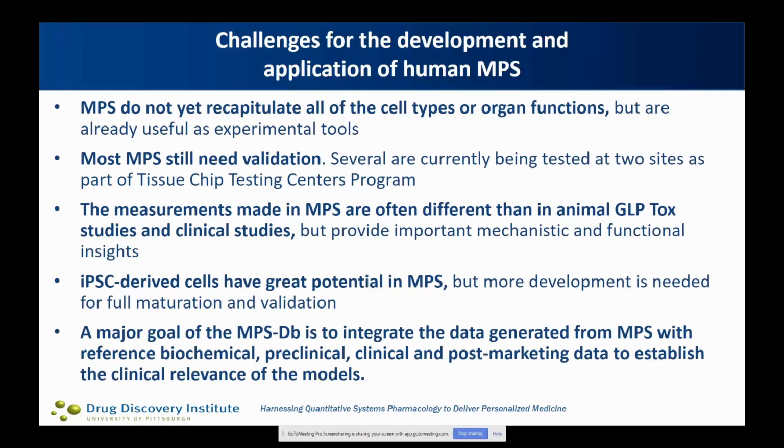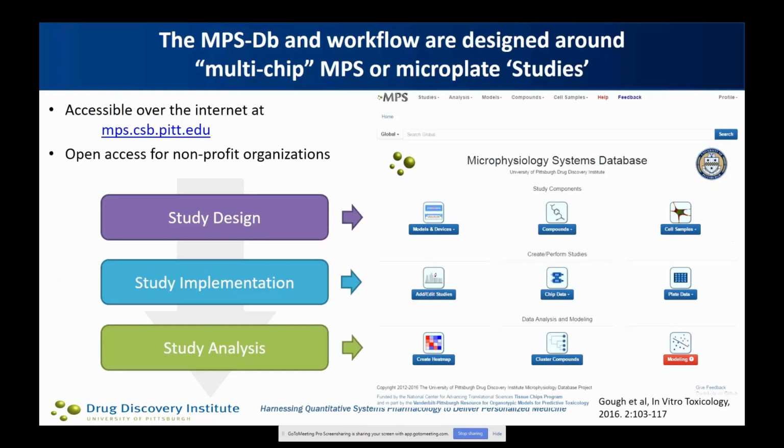So a major goal of the microphysiology database is to integrate the data that's been generated in these microphysiology systems models with reference data that comes from biochemical, preclinical, clinical, and post-marketing exposure to these compounds, and use that to establish the clinical relevance of the models, the range of applicability of these models. So on the right-hand side, you see a picture of the home page for the Microphysiology Systems Database. It's intended to be a fairly simple, straightforward user interface that's icon-driven.